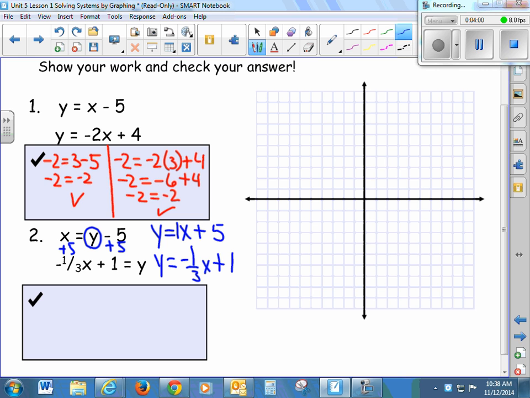Let's go ahead and graph each line. The first line is going to start at positive 5 for the y-intercept, and it's going to have a slope of positive 1. So use that to extend your line. Then we're going to graph the second line. It's going to start at positive 1 on the y-axis, and we're going to use a slope of negative 1/3. So we're going to go up and to the left 3 so that we hit that line.